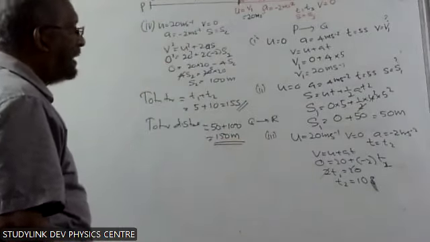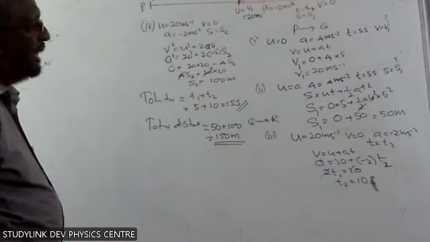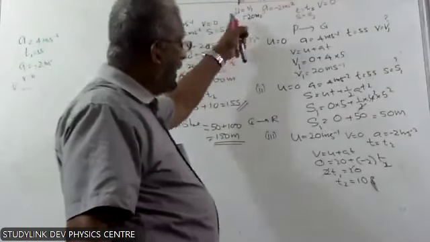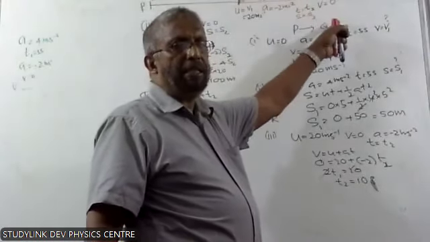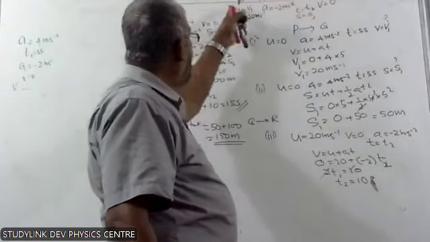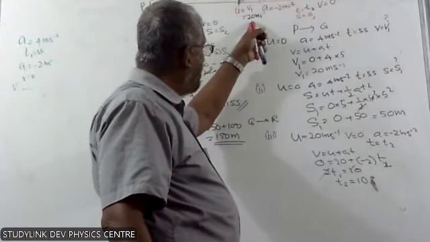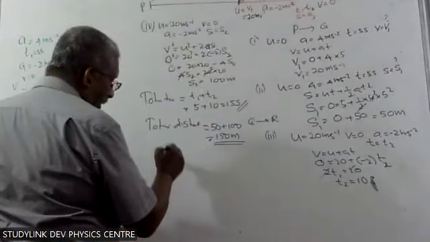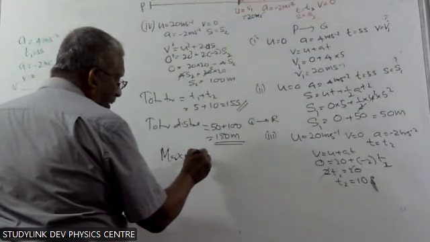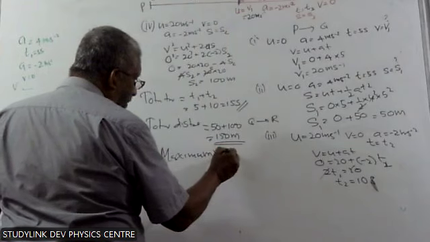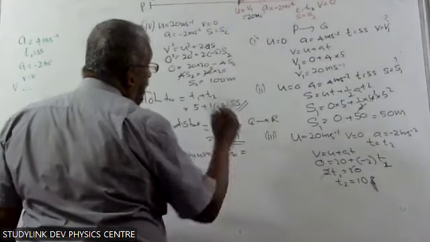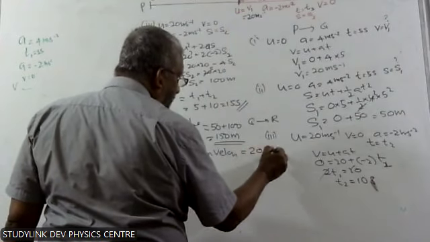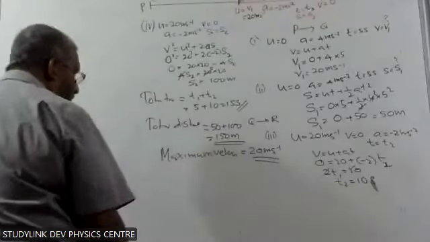Then they are asking what is the maximum velocity. Maximum velocity means starting from 0, it came up to 20, after that reducing because it's moving with deceleration. Up to Q increasing and reaching 20, after that from 20 to 0. Then the maximum velocity is at Q, that is 20 ms⁻¹. Quickly finish.